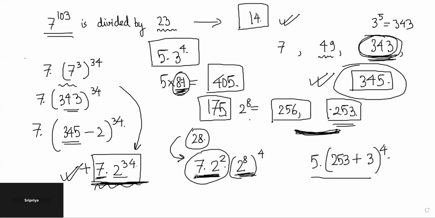That 28 becomes plus 5 remainder, right? Yes, 28 can be written as 23 plus 5. And when you expand it, 23 times this will be divisible by 23. So the only thing that is left is 5 times this. And then we got 253 plus 3. And then this is divisible. The only thing that will be left is 5 into 3 power 4. Right? Yes.